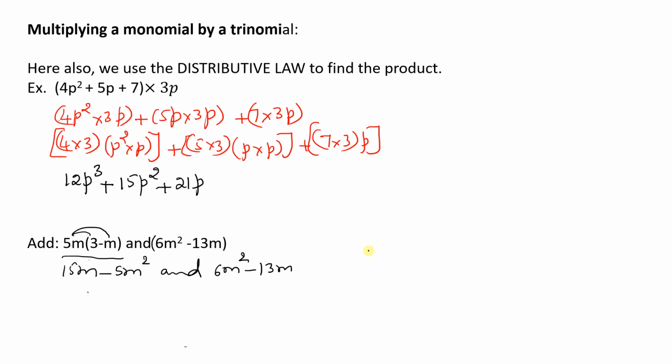Write one below the other. 15m minus 5m square, minus 13m plus 6m square. Since this is addition, you have to write plus only. So you are adding a positive and a negative integer. You need to find the difference of these two and put the sign of the larger number. So difference of 6 and 5 is 1. It is plus 1, plus 1m square, and this is plus 15m minus 13m is 2m. So 2m plus m square is the sum.